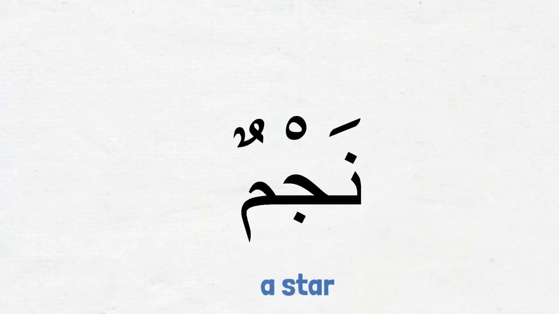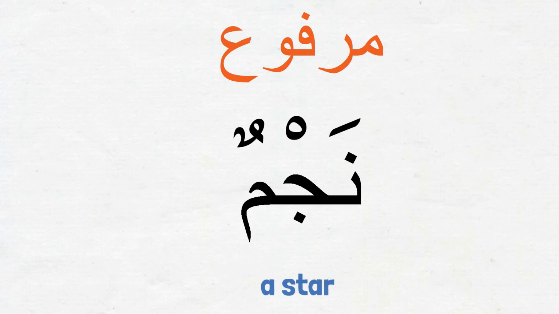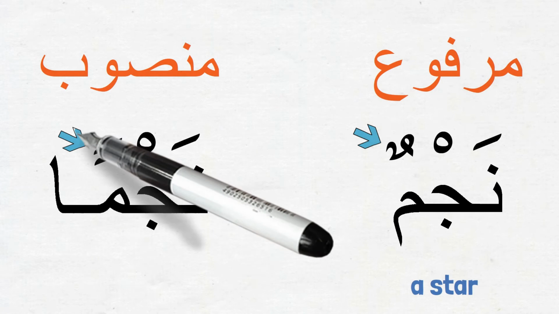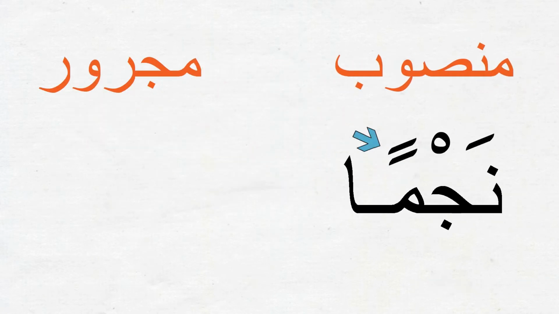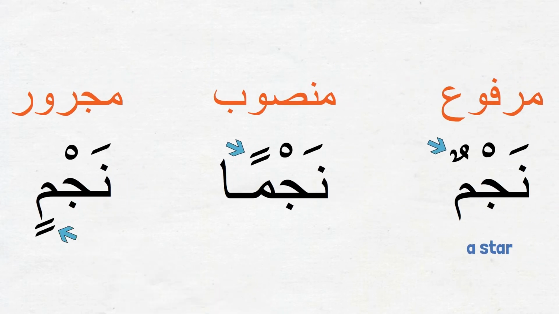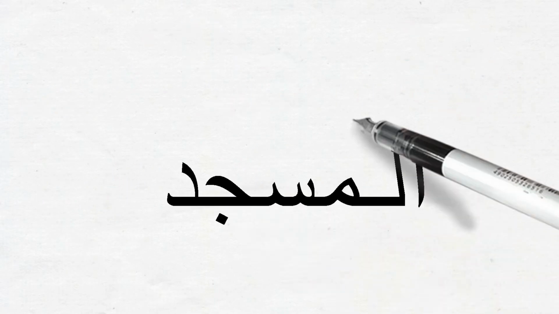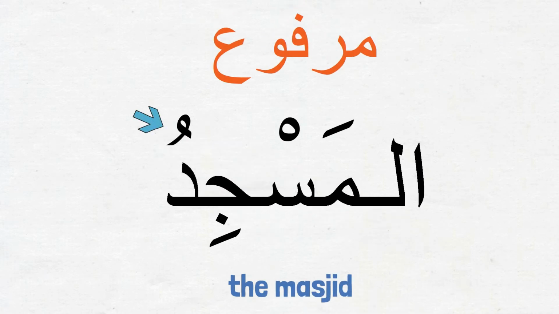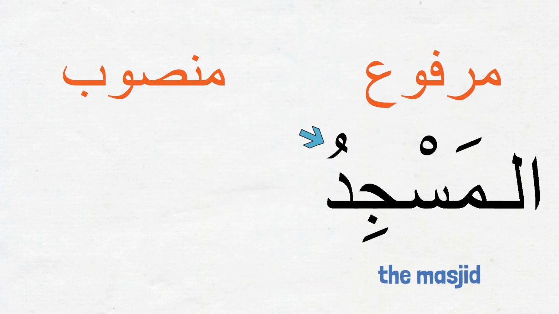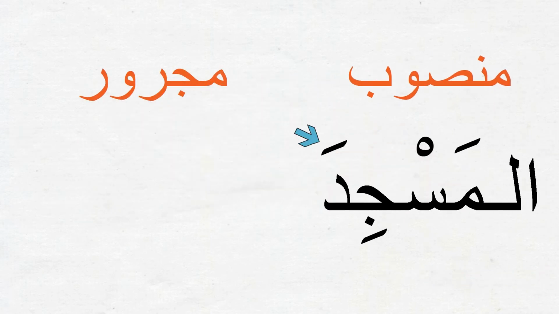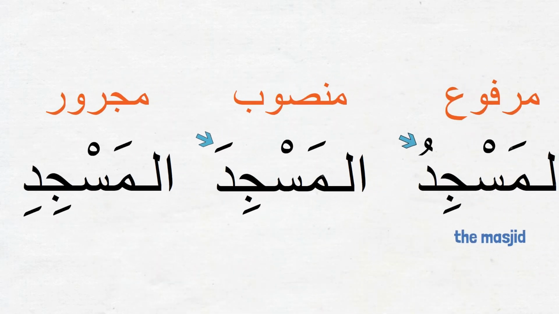Another example, najmun, a star. Again, it is a marfu' state. Let's turn it into mansub. Najman, with tanween fathah ending. And how about majrur state? Najmin, with tanween kasrah. Al-masjidu is the masjid, and it is currently in its normal marfu' state. What would be the mansub state? Al-masjida. Correct. And how about majrur state? Al-masjidi. Very good.